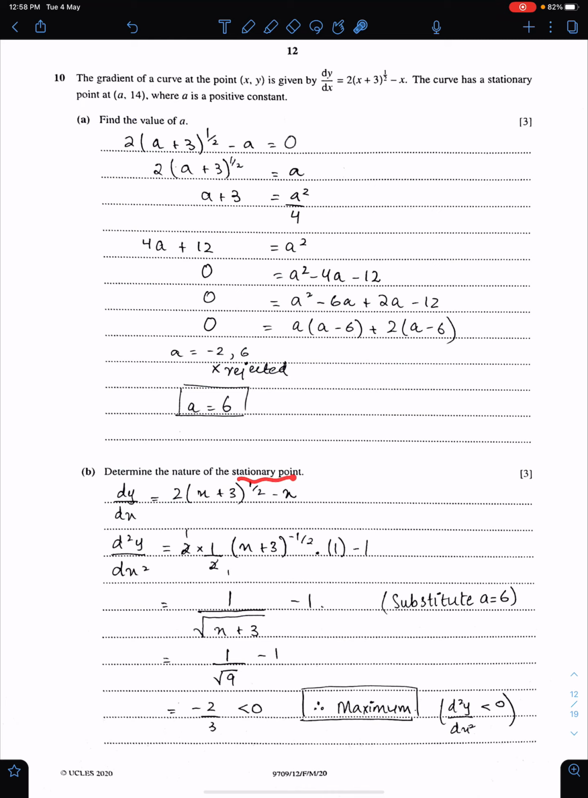Determine the nature of the stationary point. For that, you need to differentiate this. You need to work for second derivative. When you differentiate this first derivative, you will get this thing. This half will become coefficient, and half minus 1 will become minus half. This x will become 1, minus 1. This is the simplified form of second derivative. You need to put 6 here. You are getting negative answer, so this point is maximum.